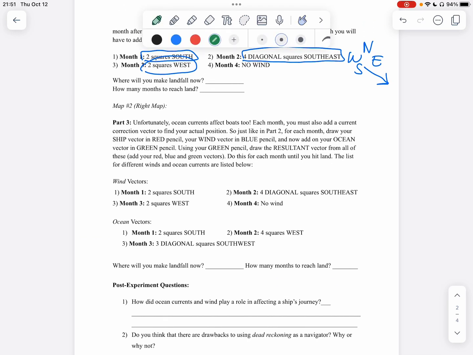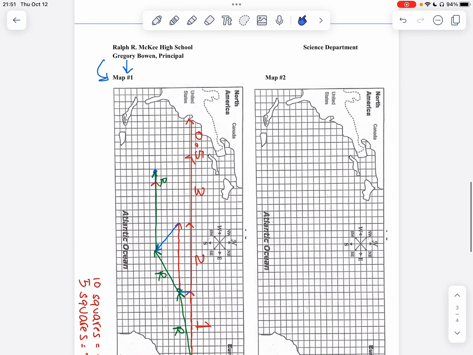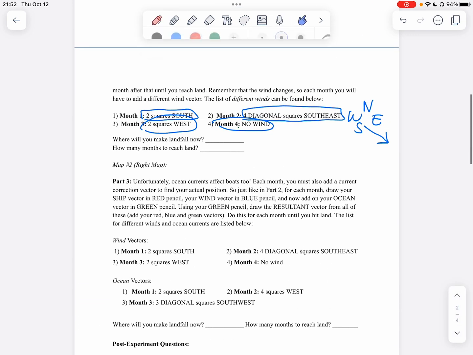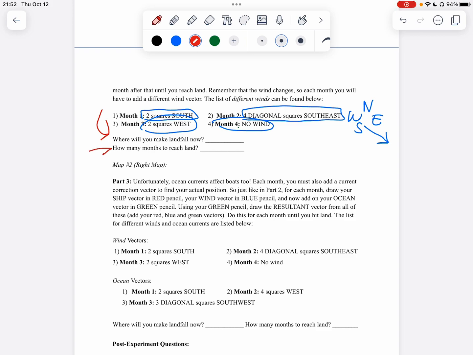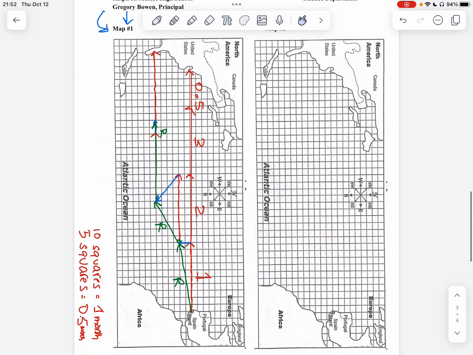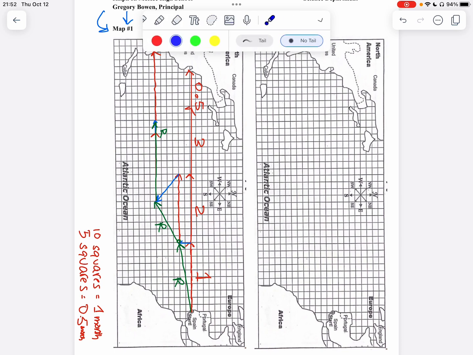Then it says for month number 4, there is no wind, which is pretty important for us. So now we're going to draw in our ship vector, which is the red: 1, 2, 3, 4, 5, 6, 7, 8, 9, 10. You have some questions here that you're going to answer. Where did you make landfall? And how many months did it take you to reach land? So you're going to count the number of red lines, your ship vectors in this second part, to indicate how long it took you to go from the start of Spain all the way to here, wherever that may be. Hopefully you know how to read a map.